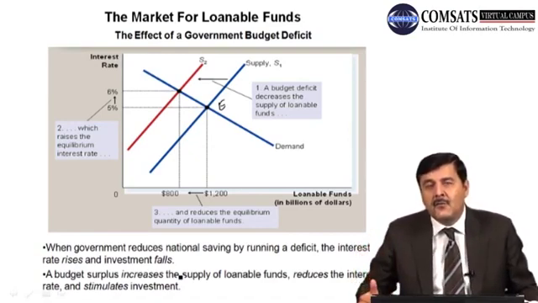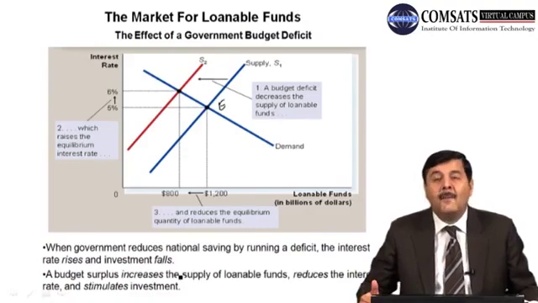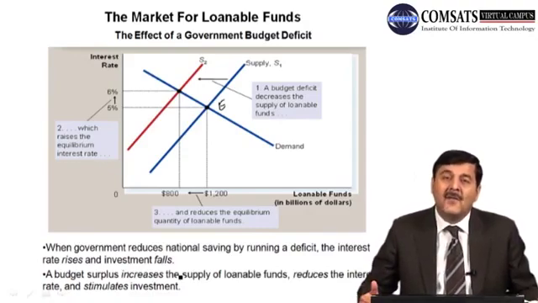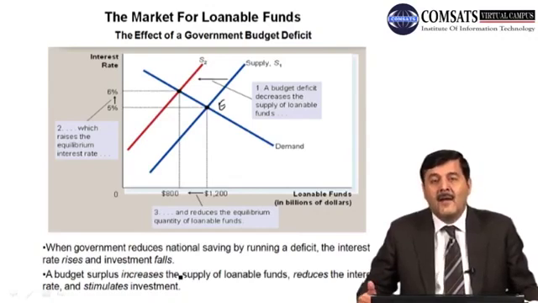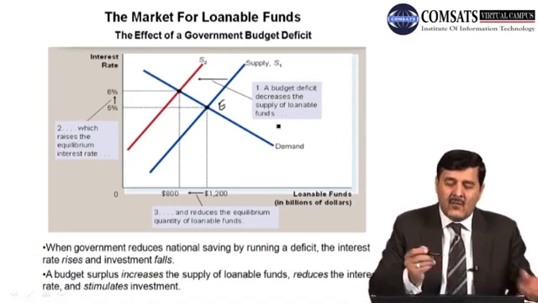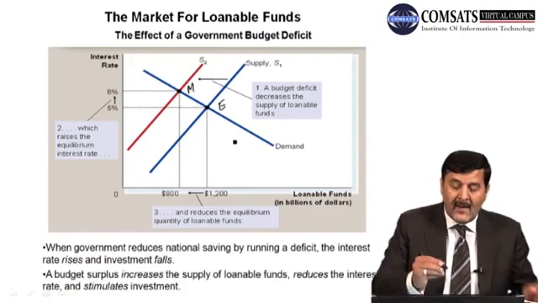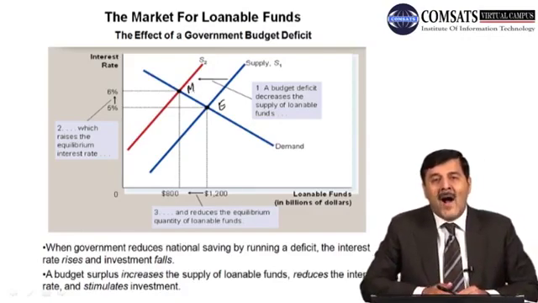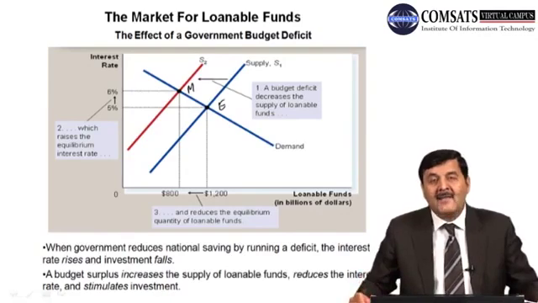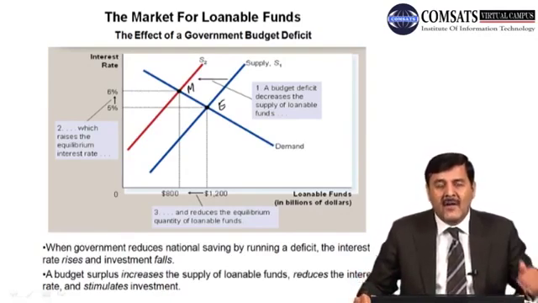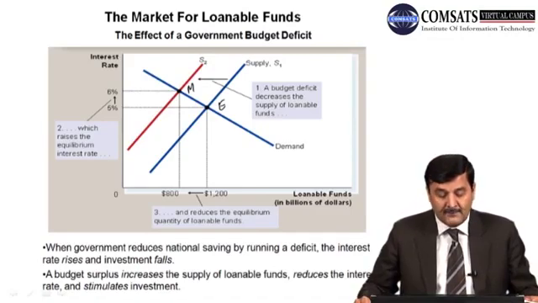The supply curve S1 of loanable funds will shift leftward, and supply will decrease. Now both these curves, S2 and the original demand D, are intersecting each other at point M, right? M is the new equilibrium in the market of loanable funds. Now at this point what is happening? The interest rate has risen from 5 to 8% and the quantity of loanable funds decreases from 1,200 to $800.